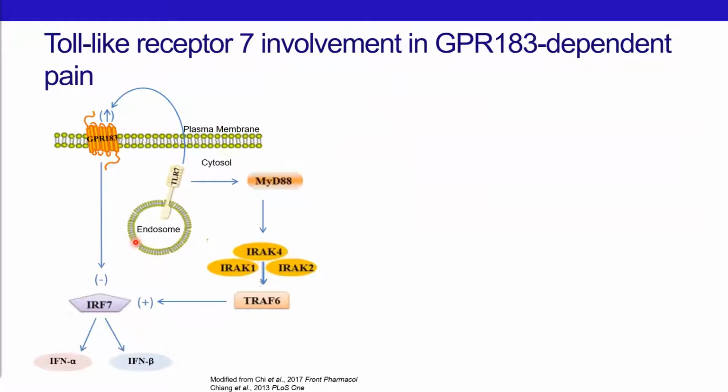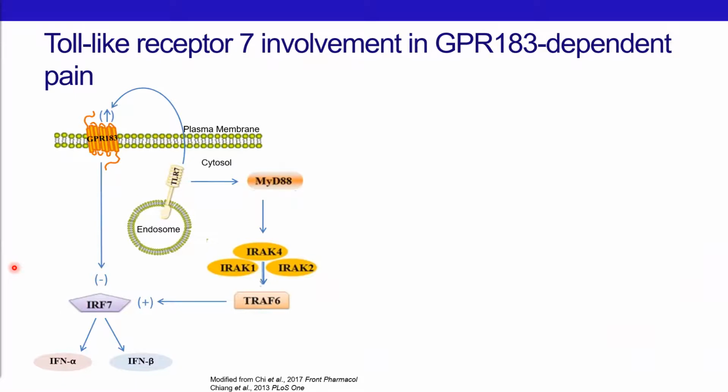TLR7 is an endosomal toll-like receptor, and there's some previous literature to indicate that it may have a link with GPR183. In dendritic cells, it was found that GPR183 was a negative regulator of the type 1 interferon production that's downstream of TLR7 activation. They also showed that TLR7 activation was able to increase GPR183 mRNA. This previous literature supports our RNA-seq data and gives us a better understanding of what may be happening in the spinal cord. But of course, upregulation of a gene doesn't mean it's functionally involved.